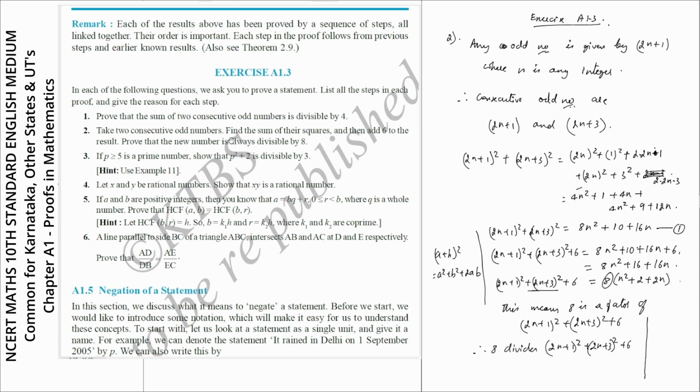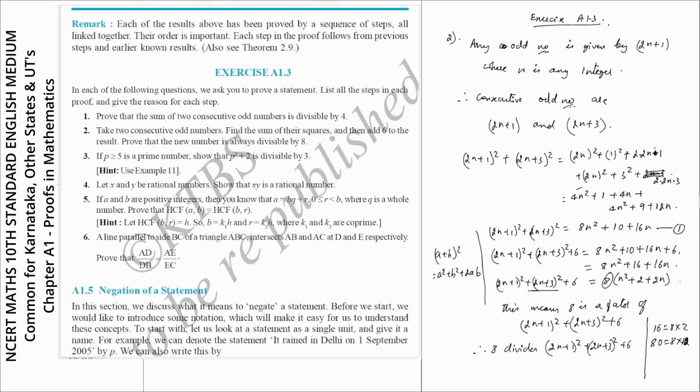Okay, if you want another example, I can write 16. So 16 is equal to 8 into 2. So what it means? 8 is a factor of 16. That means 8 divides 16, right? And 80 I can write as 8 into 10. So what it means? 8 is a factor of 80. That means 8 divides 80. So here also, applying the same logic, 8 divides 2n plus 1 the whole square plus 2n plus 3 the whole square plus 6.